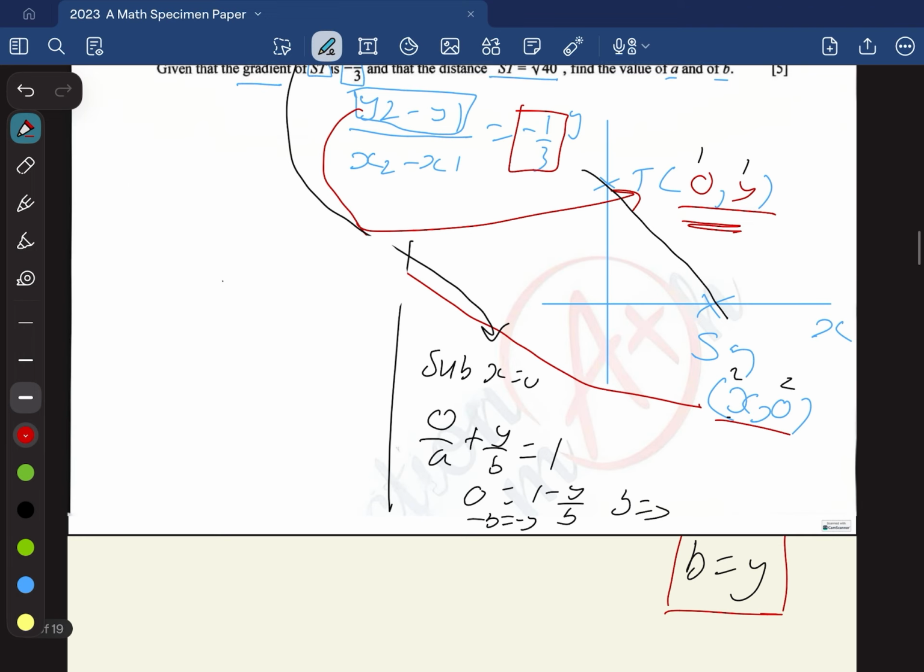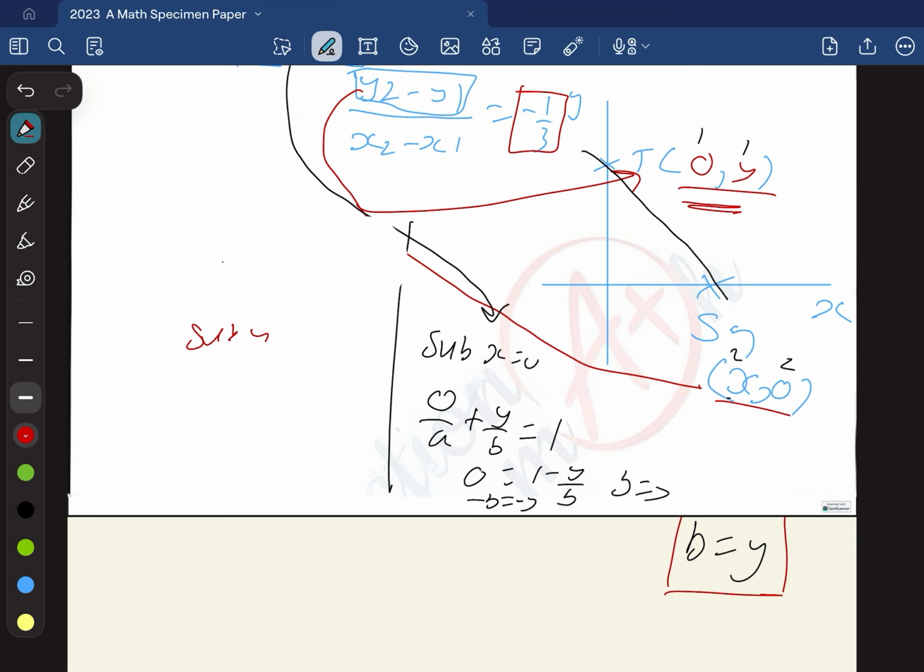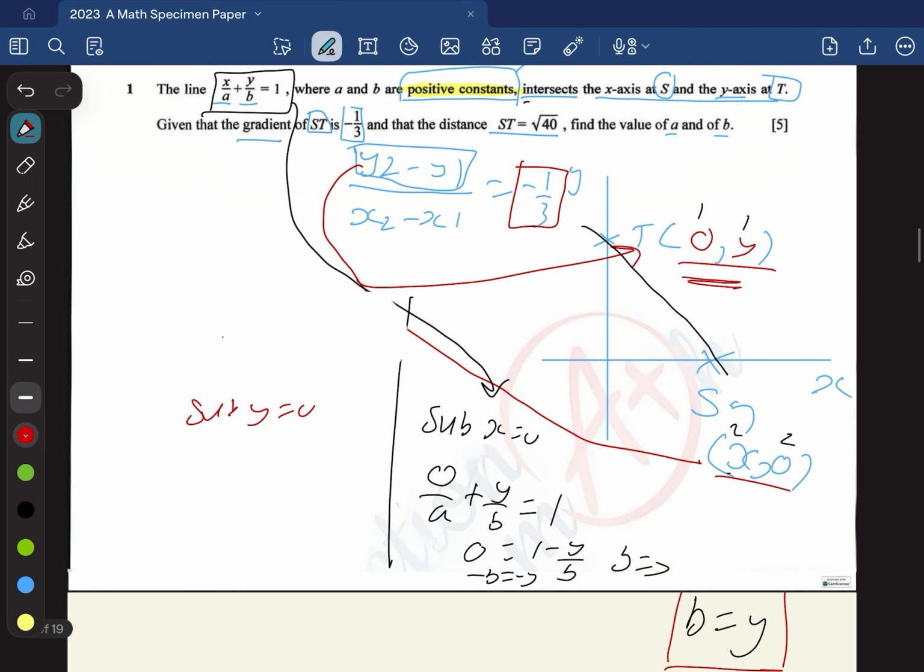Now we find a. How do you find a? Sub y equals to 0. So x over a plus 0 over b equals to 1, x equals a. Okay, come on, do a calculation and tell me.